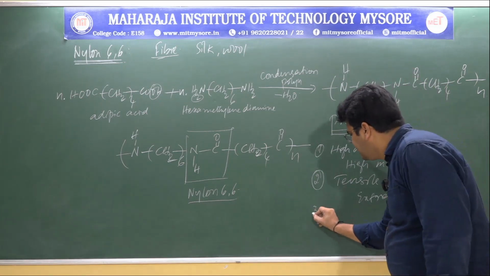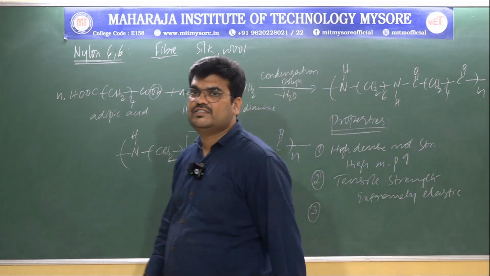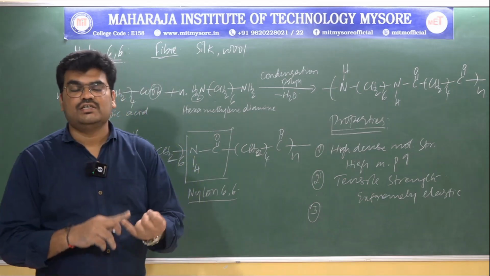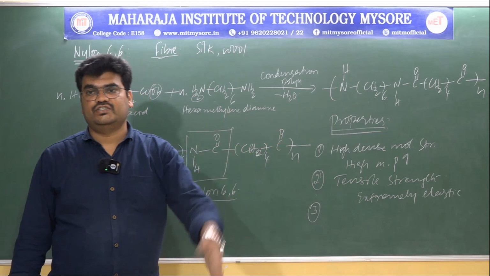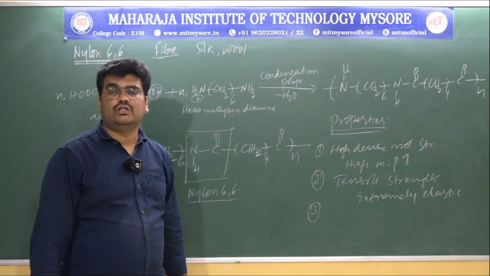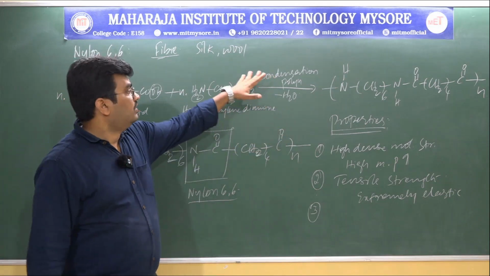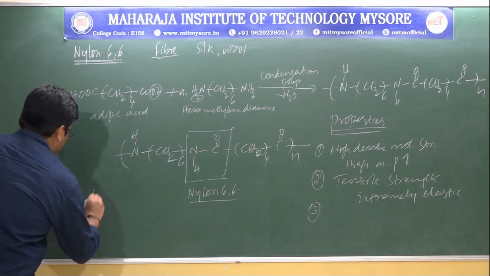If you come to see the third property, nylon 66, as they are fibers, they are resistant to wear, tear, chemicals, acids, alkalis, inorganic salts, UV rays, heat, etc. They are corrosion resistant also. So these are all the properties of nylon 66. Coming to see the applications.